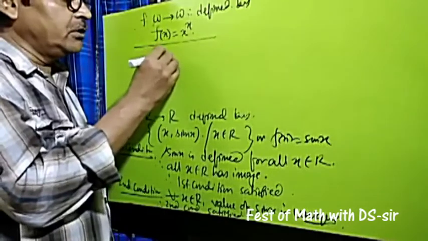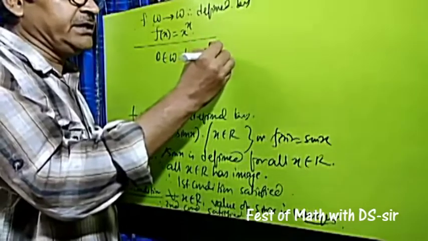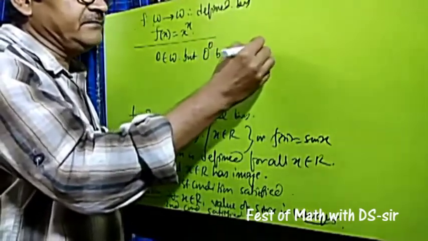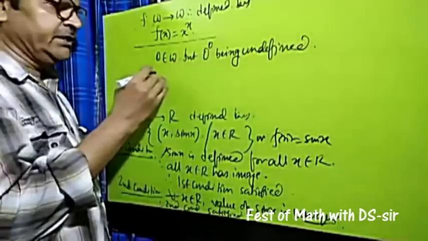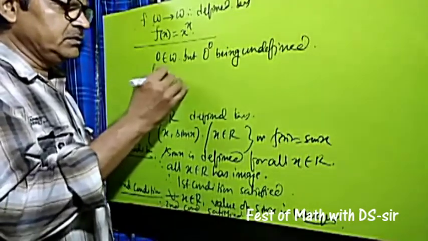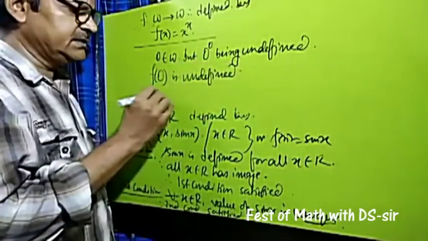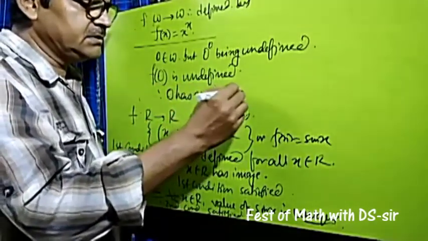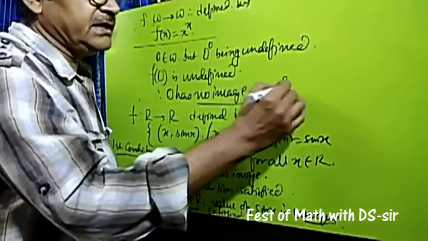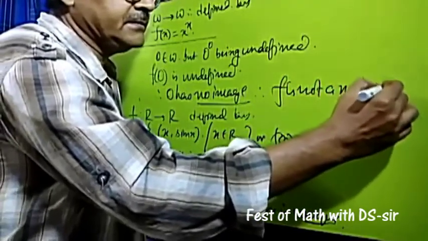Sir, should I say? 0 belongs to W, but 0 to the power 0 being undefined, f(0) is undefined. Hence, 0 has no image. Hence, f is not a mapping. f is not a mapping.